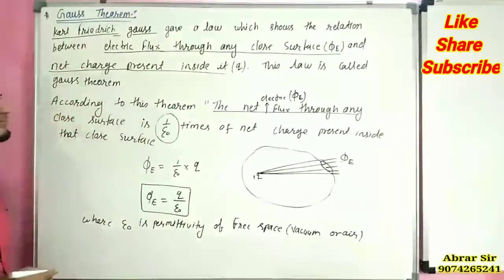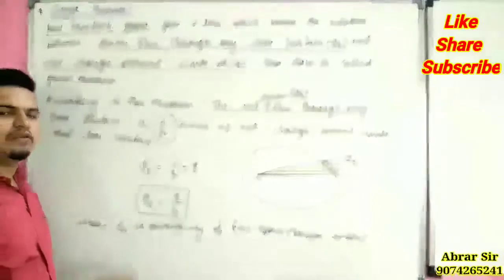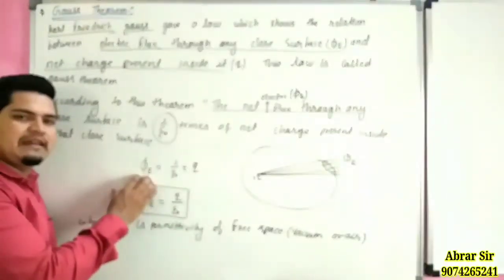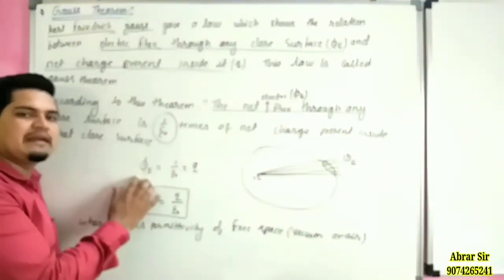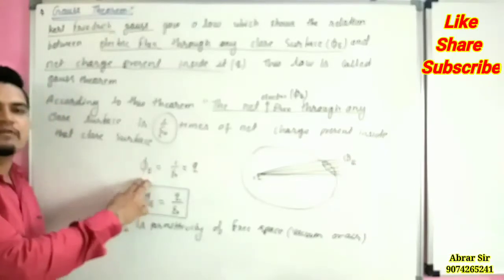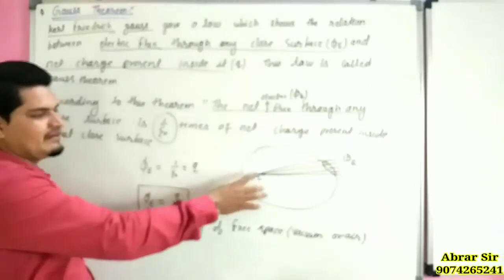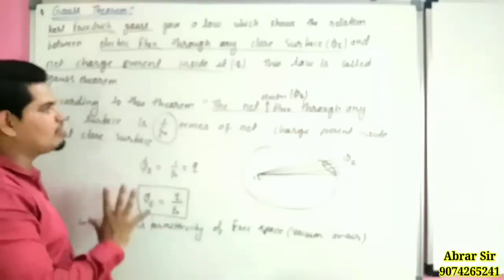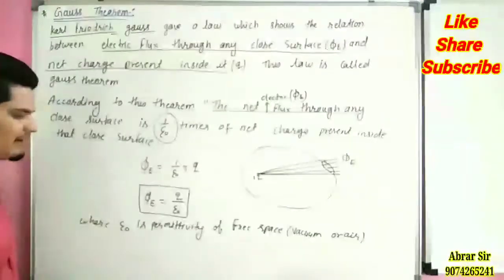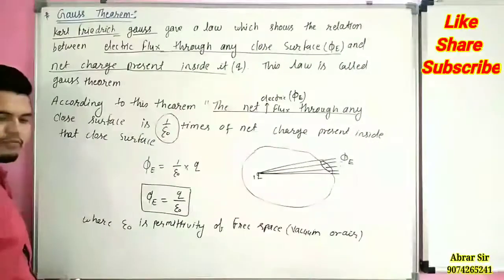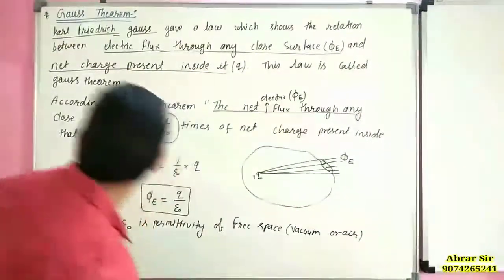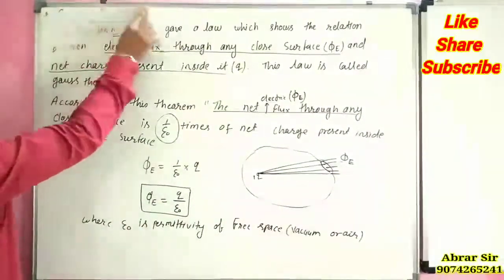So according to Gauss theorem, the total electric flux is 1 upon epsilon times the total charge Q present inside the surface. This is called Gauss theorem. This formula can be derived, so now we are going to start the derivation of Gauss theorem.